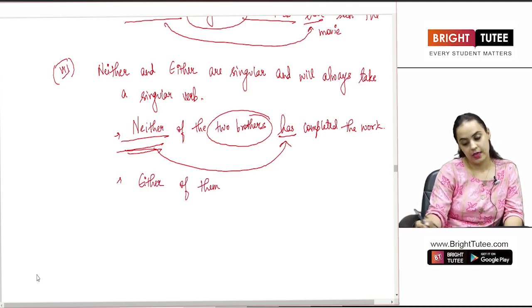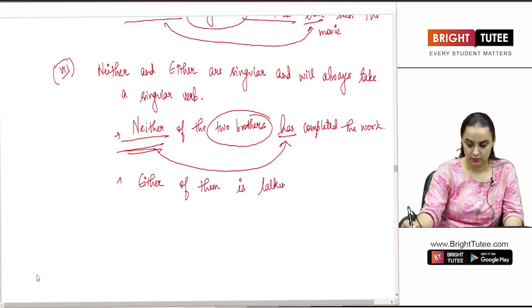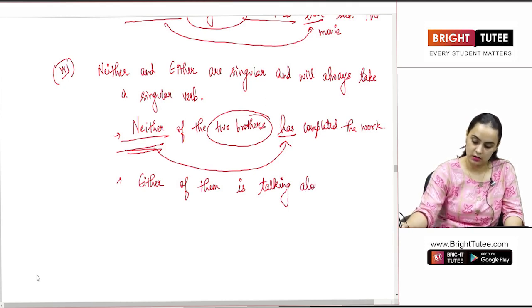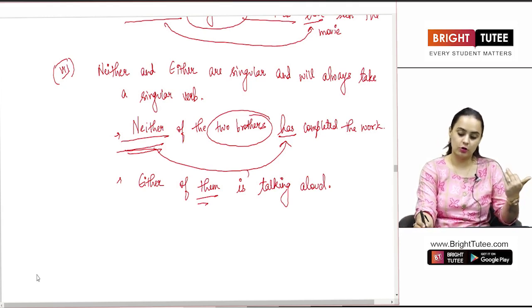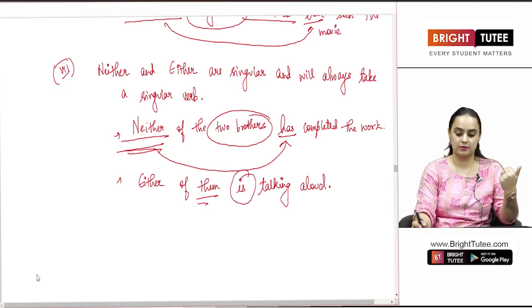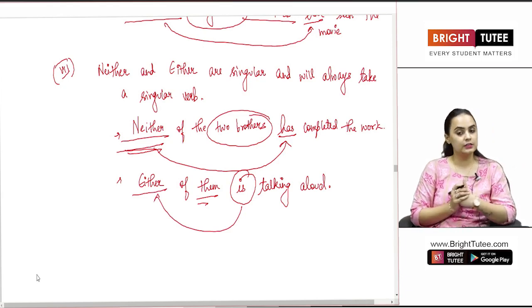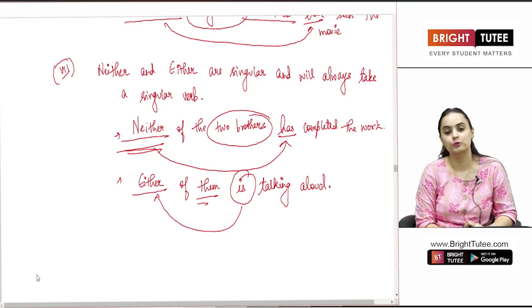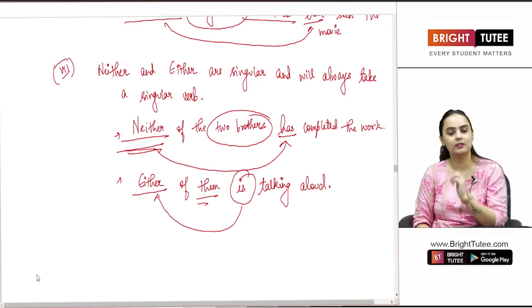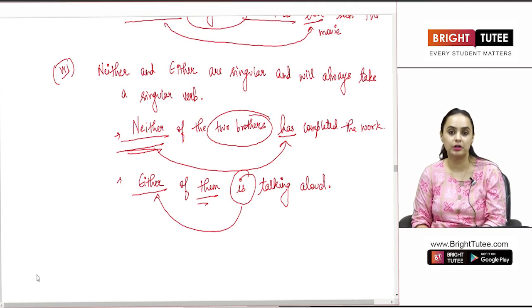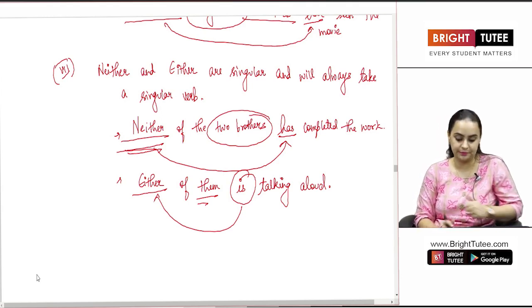If I give you another example, "Either of them is talking aloud." "Them" is always plural, but we are not going to use a plural verb here. Rather, since "either" is used, I am always going to use a singular verb. So, either and neither will always take a singular verb, no matter what we are talking about in the sentence.